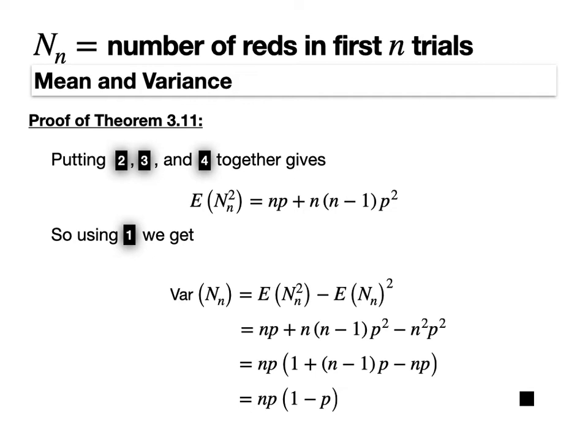So that gives us theorem 3.11. It gives us the expected value of n, which is np, and the variance of n, which is n times p times 1 minus p.